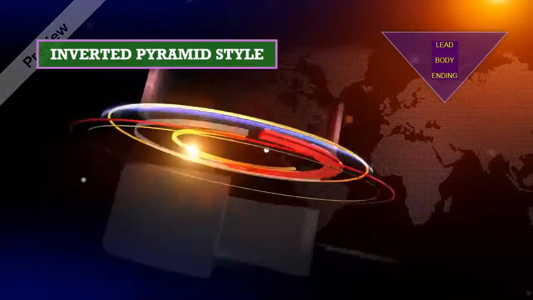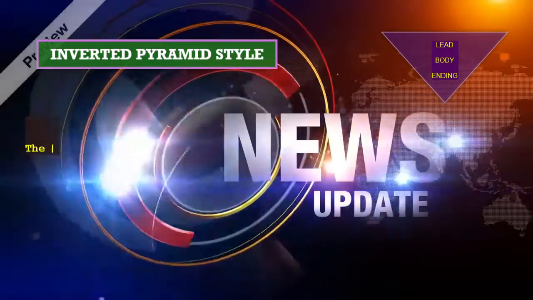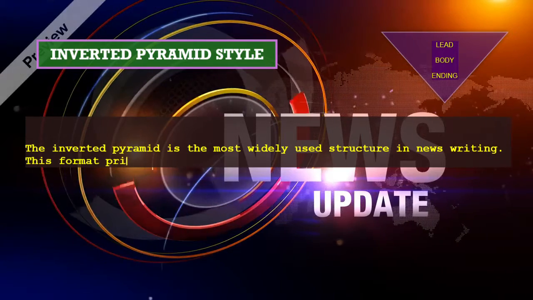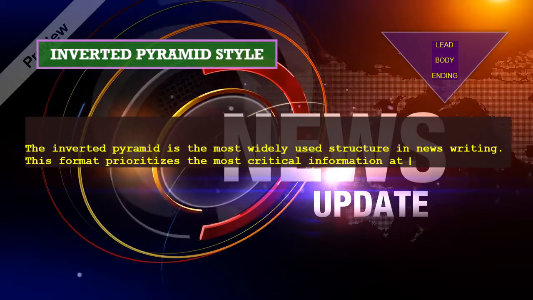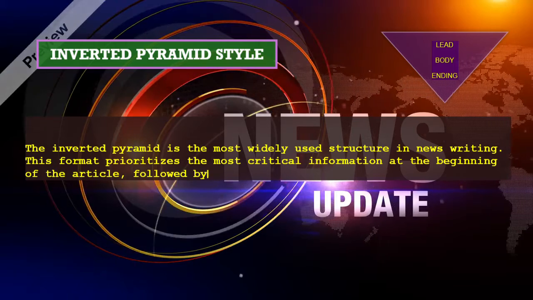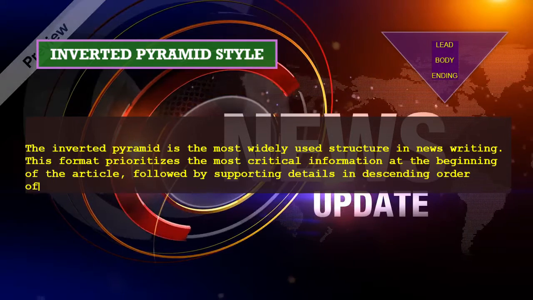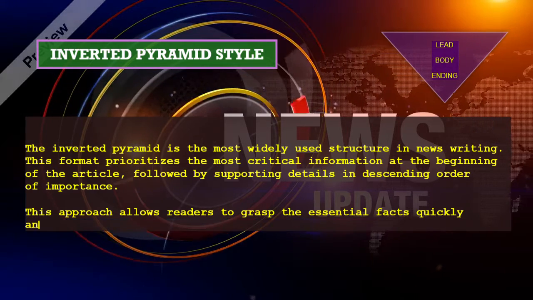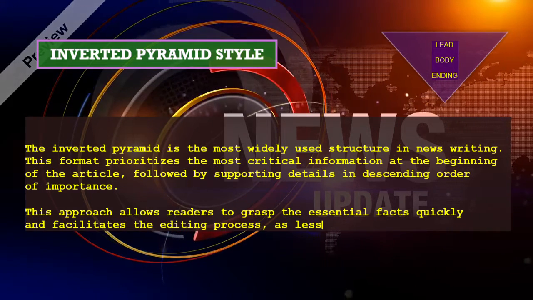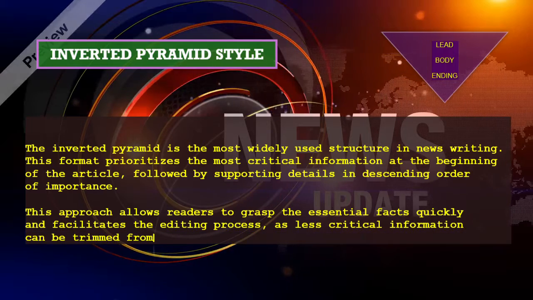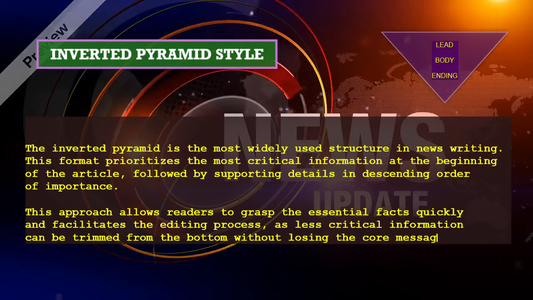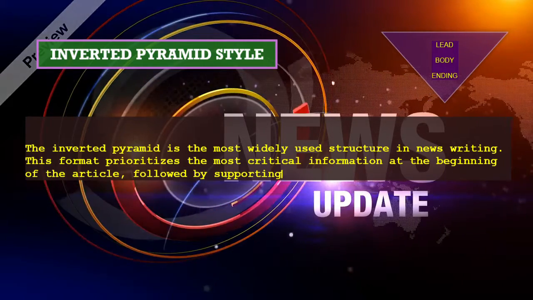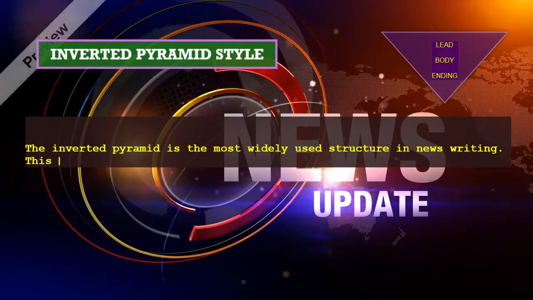1. Inverted pyramid structure. The inverted pyramid is the most widely used structure in news writing. This format prioritizes the most critical information at the beginning of the article, followed by supporting details in descending order of importance. This approach allows readers to grasp the essential facts quickly and facilitates the editing process, as less critical information can be trimmed down from the bottom without losing the core message.